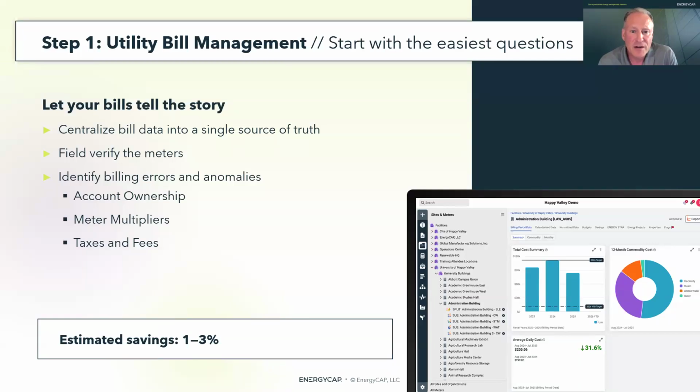And the third place our clients see an awful lot of savings is on taxes and fees. We work with a lot of organizations that aren't responsible for paying taxes and fees, but yet the bills have them on there. And so once you identify those and take action, as I've said before, our clients see 1 to 3% savings just with that. And that can amount to tens of thousands or hundreds of thousands of dollars, depending upon the size of the organization.